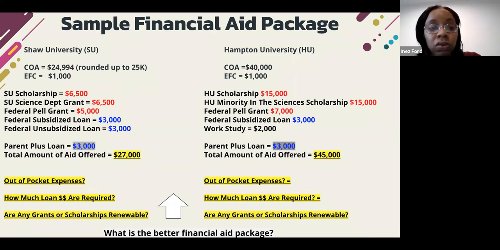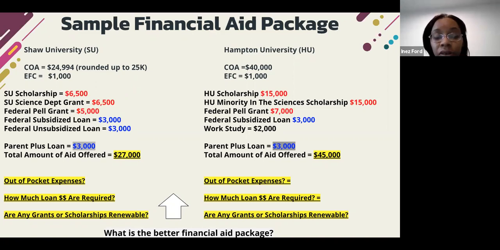So let's look at these 2 schools, right? Shaw University and Hampton University. Shaw University is in North Carolina, Hampton University is in Virginia. So if you go to these 2 schools, you do not get any Maryland student aid. That is why we highly recommend you apply to a public school in the state of Maryland, because you will see that there are no Maryland grants or scholarships listed on either one of these because they aren't Maryland schools.